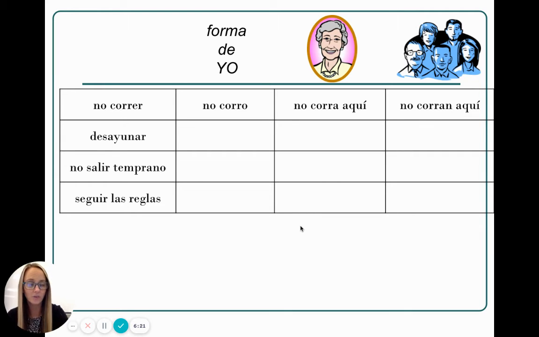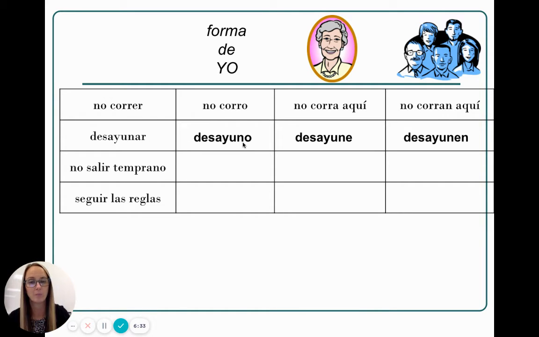But the thing that's different about these commands is even if there's not a no in front of it, the process is still the same. It's the yo form, drop the O, add the opposite ending. So here you have the verb to have breakfast. I eat breakfast, and now change the ending. Desayune usted, desayunen ustedes. So pause the video and try it, or follow along with me.